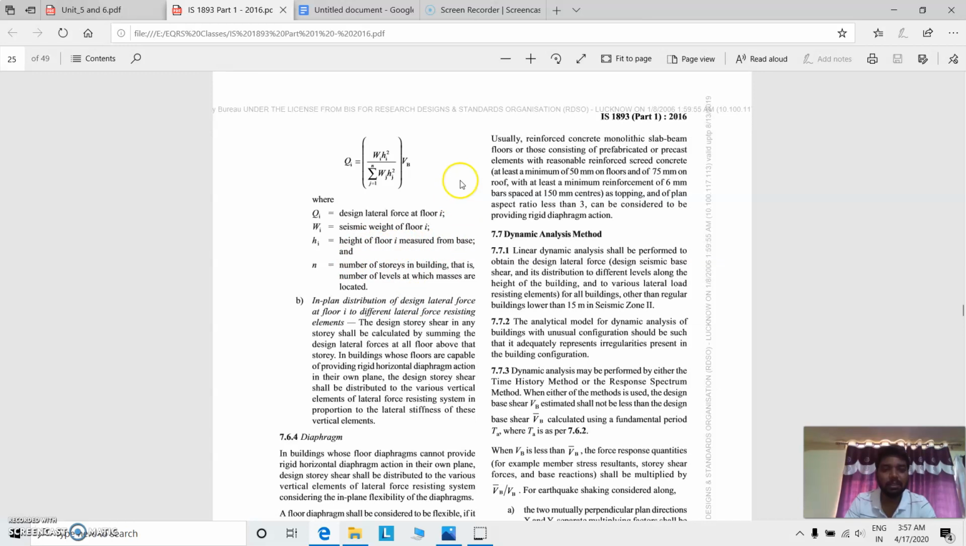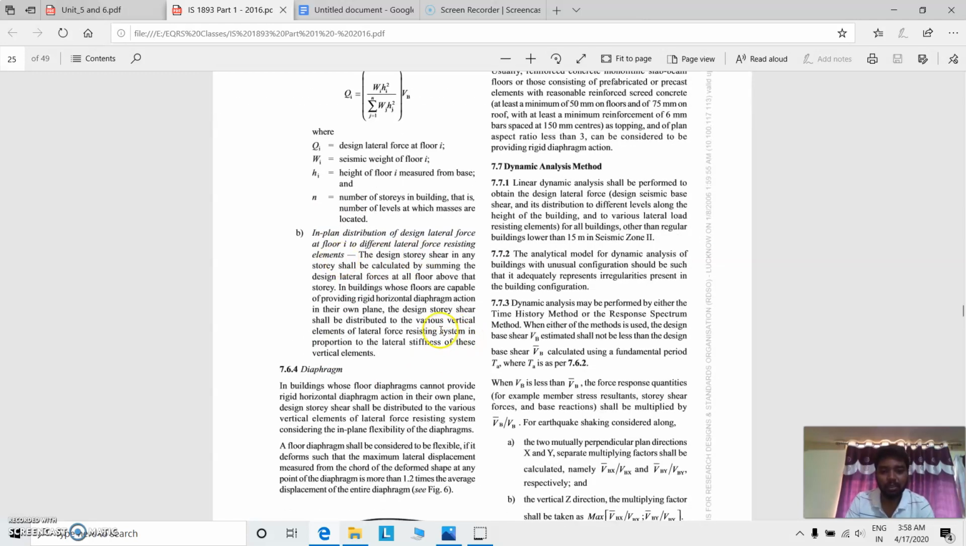Measured from the base in the sense, if you consider a 3-meter floor height, for the first story it will be 3 meters, and for the second story it will be 6 meters, that is 3 plus 3. That is what the height of floor I measured from the base means. And the number of stories in the building, that is the number of levels at which the masses are located, will be given in the problems, right?